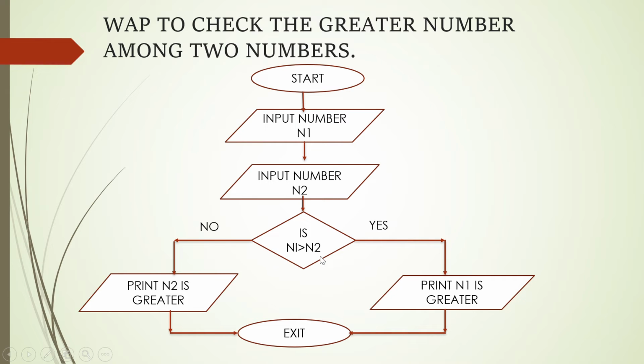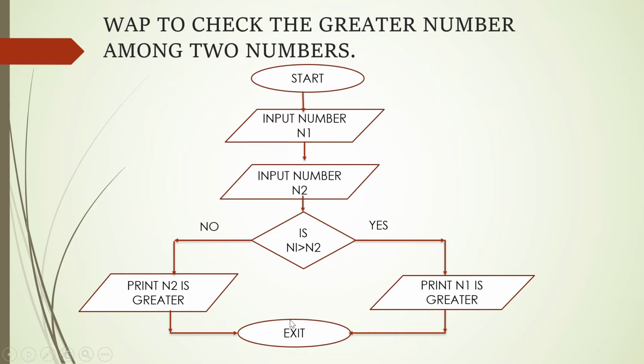क्या n1 n2 से ज़्यादा है? क्या ये greater है? Now again two sides, yes and no. If it is greater, then what we will do, print n1 is greater. और अगर n1 greater नहीं हुआ तो of course n2 greater होगा, और तो ये condition false हो जाएगा, तो हम क्या करेंगे, print n2 is greater, and then we will exit the program.